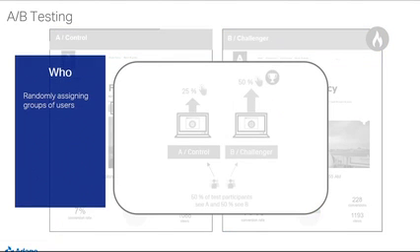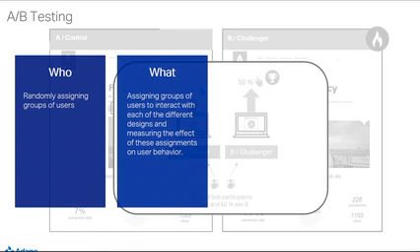So A/B testing is a method that will test different designs on the site, and it relies on randomly assigning groups of users to interact with each of the different alternatives and then measuring the effect.